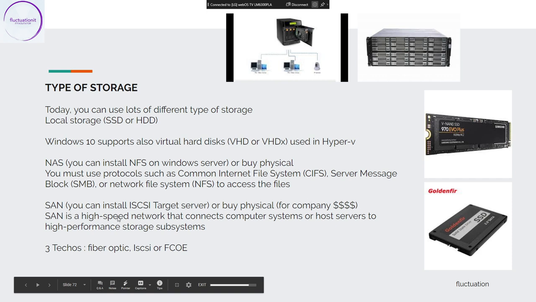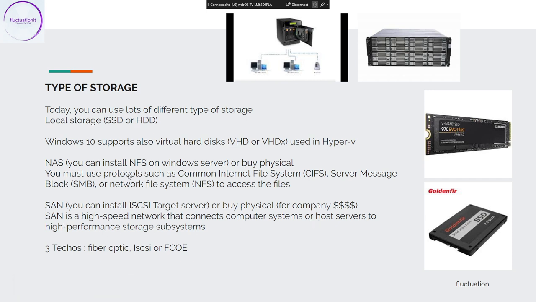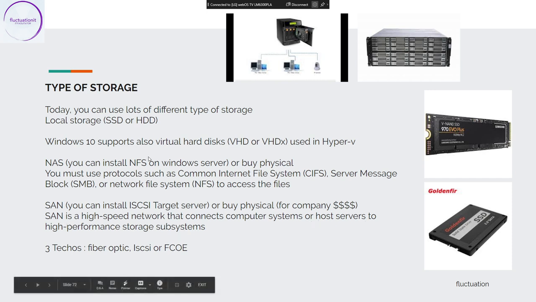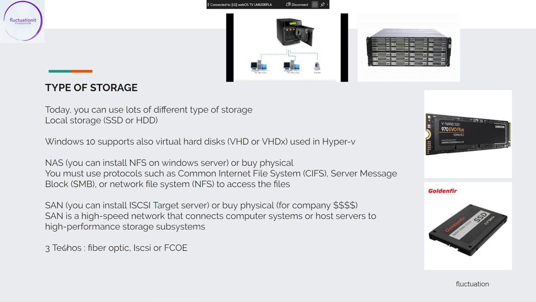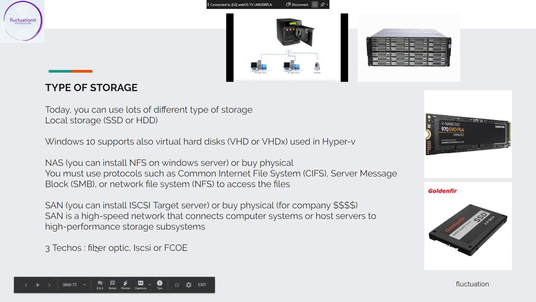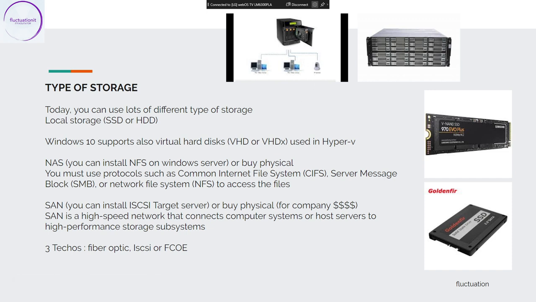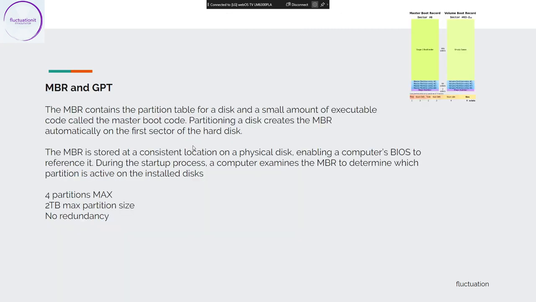A SAN is a very high-speed network that connects computer systems and host servers to provide high performance. It's block. NFS, it's file, okay? And you have three technologies to access a SAN: fiber optic, iSCSI, and Fibre Channel over Ethernet. Okay, so this is a way that you can buy this very powerful SAN and put all your VHD or VMDK files. Okay, this is amazing.